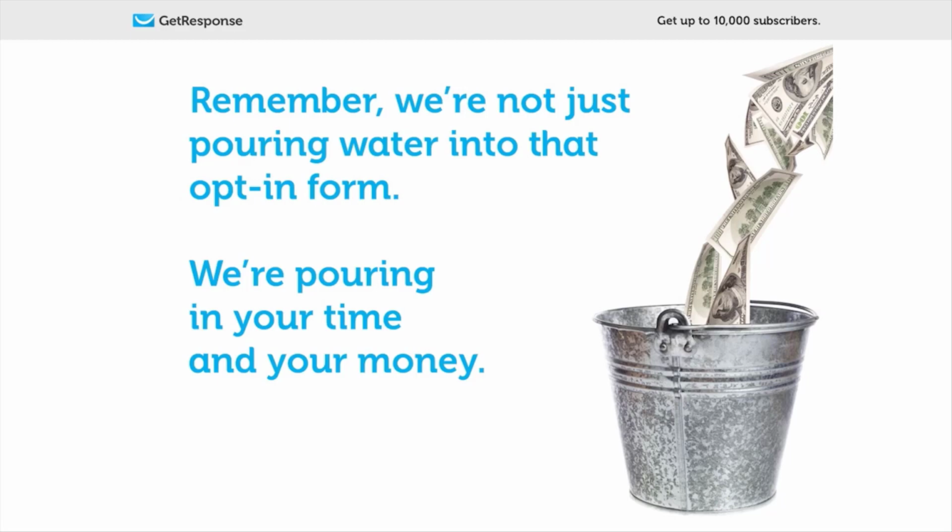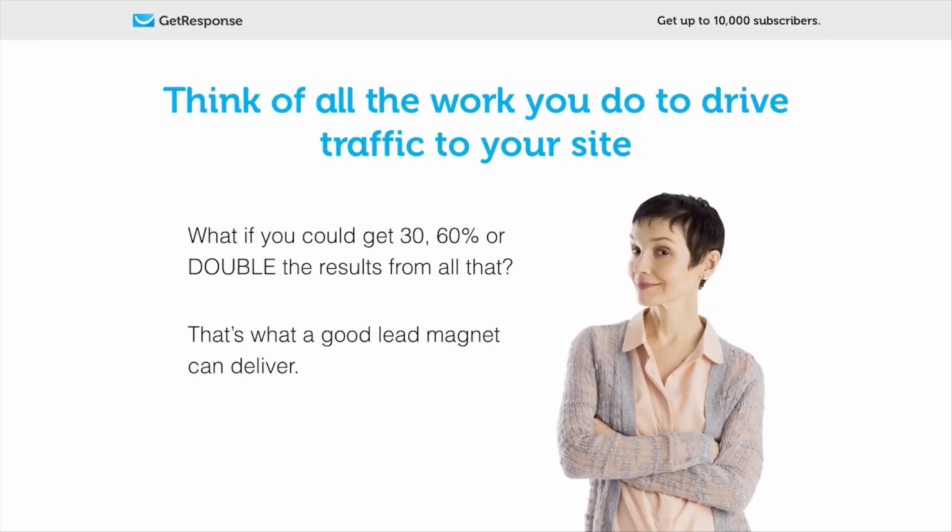So think of all the work that you do when you get people to come to your website, and all of the work that we're going to be doing to get people to sign into your opt-in form and your email list. Adding a good lead magnet will get you 30, 60, and quite possibly double the results from all of that work. That is what a good opt-in form can do. That is why the opt-in form is so critical. It is absolutely the crux of the issue for building your email list. And a good email magnet is a critical element of a good opt-in form.